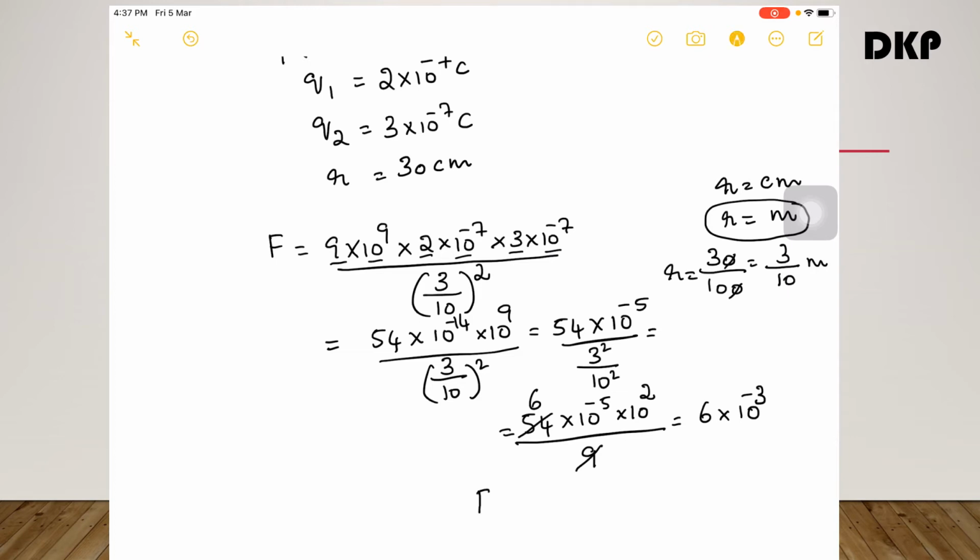So this is the force. Force is equal to 6 into 10 to the power of minus 3. You have to write the unit Newton. So this is the force between the two charges Q1 and Q2.